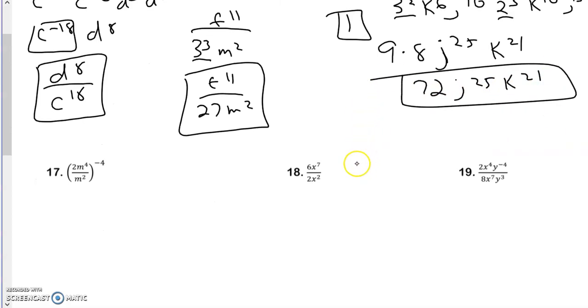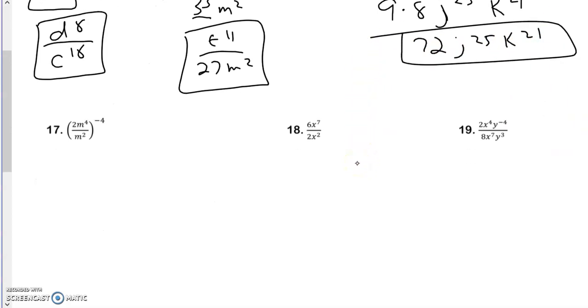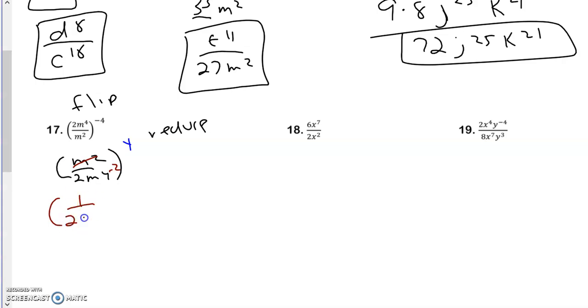Taking a look at the next one, aha, another one with a negative exponent. So that means I need to flip. So the first thing I'm going to do is flip it, and I'm going to change this to a positive. Then I like to reduce if I can. So when I reduce, I notice that the 2 can go down here. And then I'm going to have a 1, 2, m to the second, to the 4th.